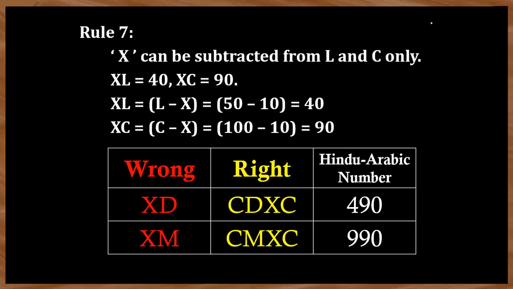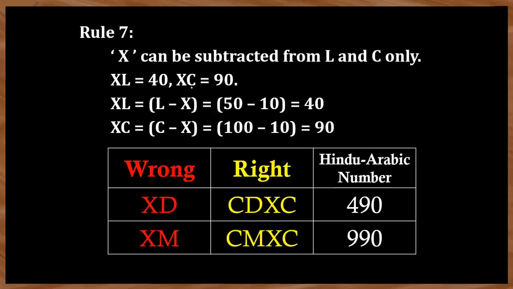Same rule for 10 also. 10 can be subtracted from 50 and 100 only, up to 100 only. 50, that also only from 50 and 100 you can subtract the 10. You cannot subtract from the 500 and 1000. To write 40 you have to write XL, which is 40.